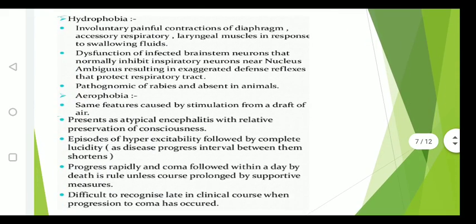And we'll see what hydrophobia is. It is involuntary painful contraction of the diaphragm and accessory respiratory and laryngeal muscles in response to swallowing fluid. Here they have a phobia towards water, that is, fear of water. Why is it there? Involuntary painful contraction of the diaphragm, which leads to dysfunction of the inspiratory neurons near the nucleus ambiguus, resulting in a defense reflex that protects the respiratory tract. In that condition, in rabies, even in the absence of any animals, they feel involuntary painful contraction of the diaphragm. Because of that only, they have fear towards water. So we call that hydrophobia.